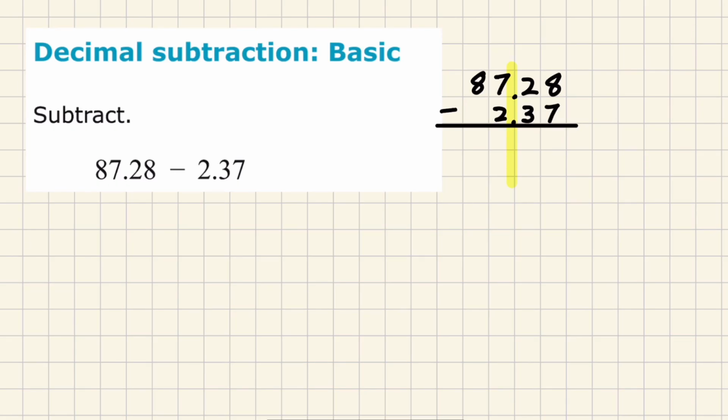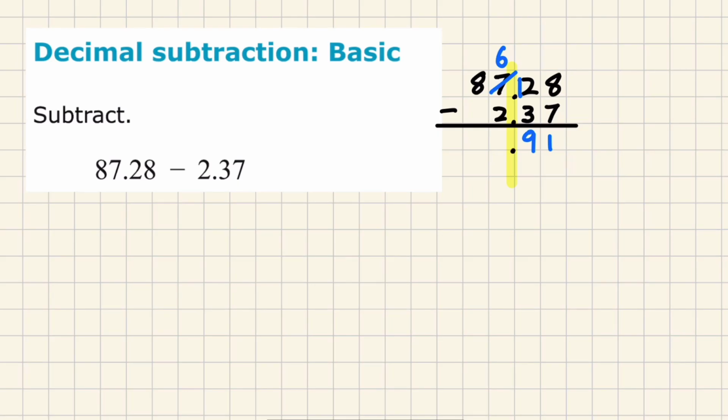This is subtraction. And since the decimals are lined up, I already know my decimal location and my solution will also be lined up. And from here, we can subtract just like whole numbers. Starting on the right-hand side, 8 minus 7 is 1. 2 minus 3 needs to borrow. So borrowing 1 from the 7 and bringing it to the 2, 12 minus 3 is 9.